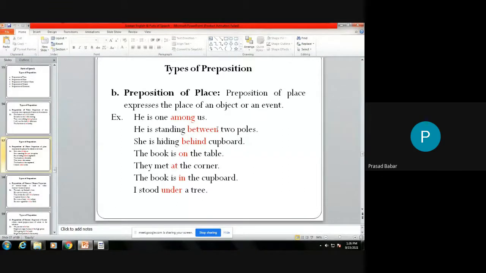Then this is about the preposition of place. For the purpose of remembering, you have to write these words in your notebook. While I'm discussing these topics, you will have to write these short tips which may be useful for you. So among, between, behind, on, at, in, under, these are called prepositions of place.